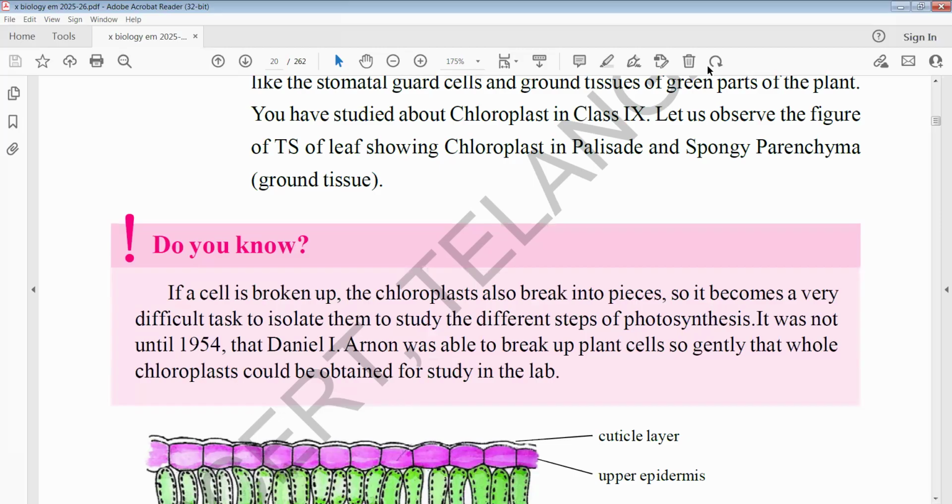So Daniel I. Arnon, another scientist, came here. In 1954, Daniel I. Arnon broke up plant cells gently so that whole chloroplasts could be obtained for study in the lab. So the first to extract chloroplast in normal condition without breaking it, the credit goes to Daniel I. Arnon.